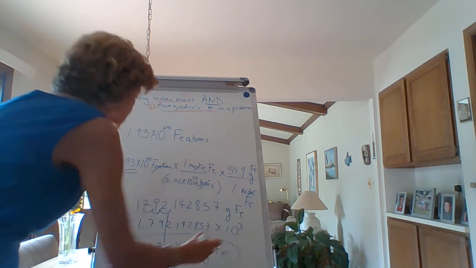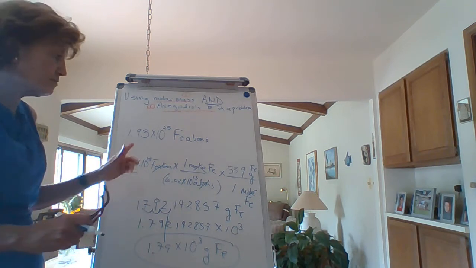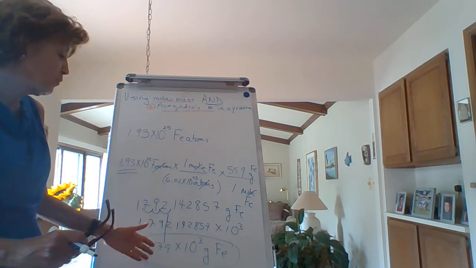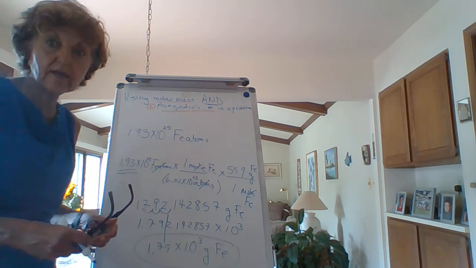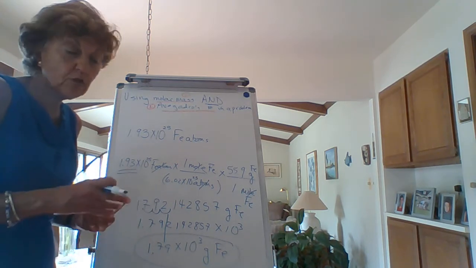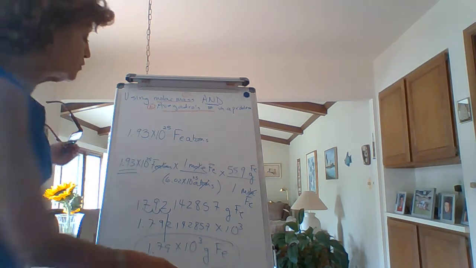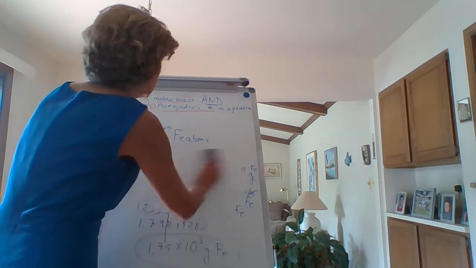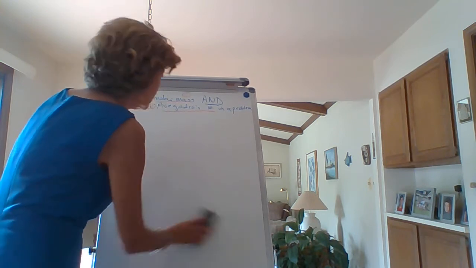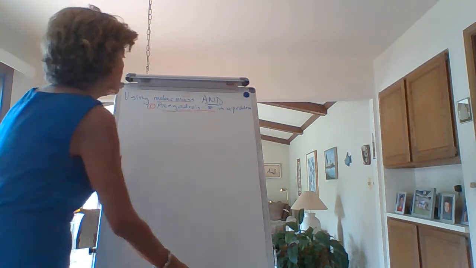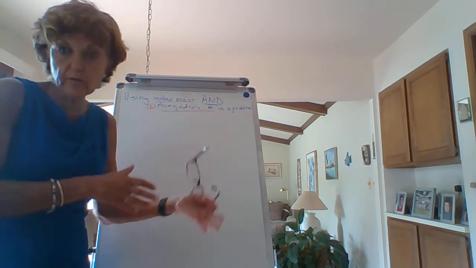So what this is telling us is that if we have 1.93 times 10 to the 25 atoms of iron, they're going to weigh 1.79 times 10 to the third grams, or 1,790 grams. Okay, good. So now that we know how to do this two-step process, we know how to use molar mass and Avogadro's number. And we can go from grams all the way to particles, or particles all the way to grams.